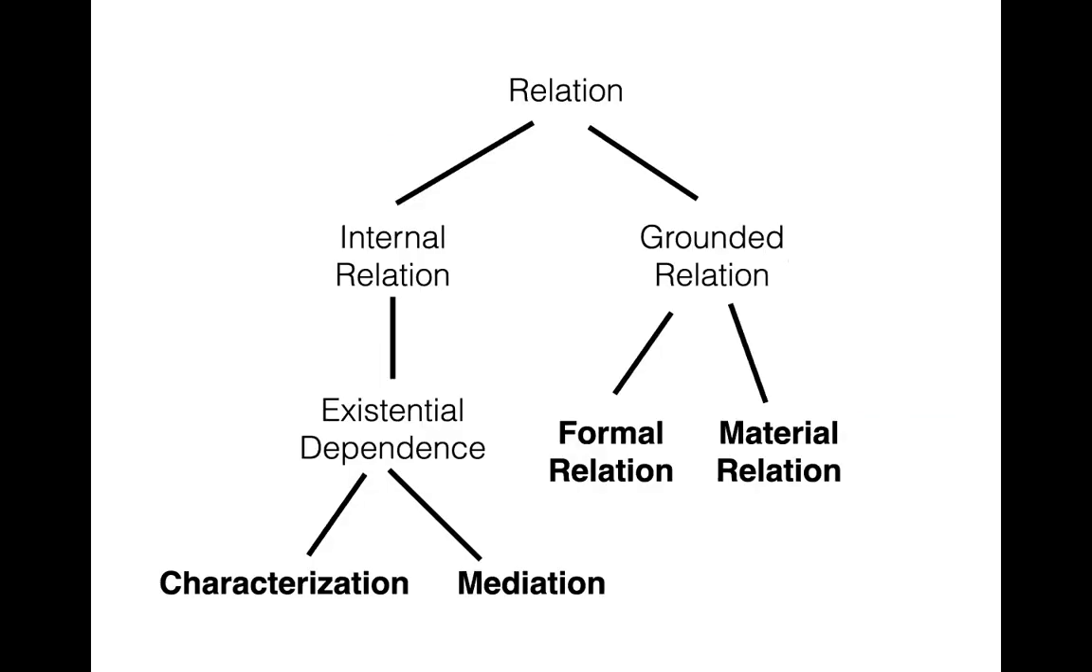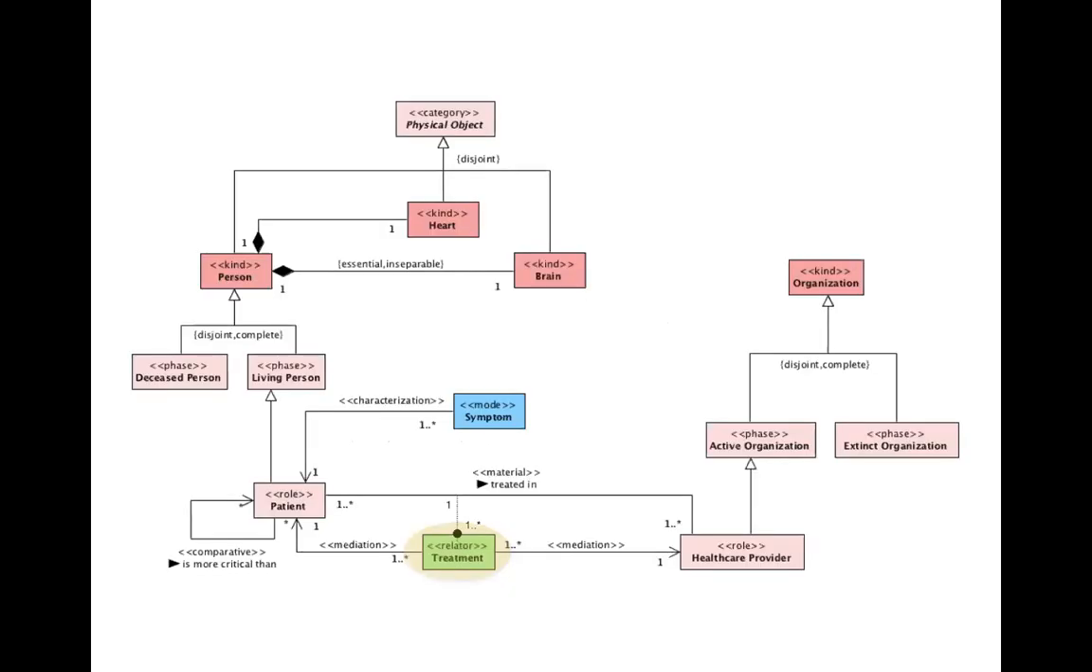So again, here we have a tiny ontology of relations. Relations can be internal, so non-analyzable, primitive, which are, for example, relations of existential dependence, like the one between a mode and its host, or between a relator and its multiple hosts. And we have the so-called grounded relations, or relations which are grounded on other things. Comparative formal relations are grounded on intrinsic properties of the relata. Material relations are grounded on relators. So here again, we have an explicit representation of this relator.